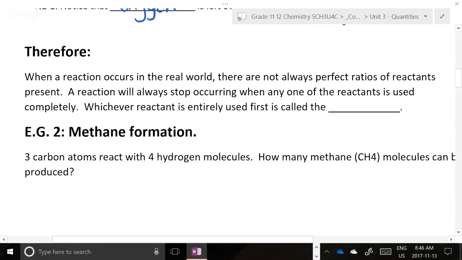In other words, when we run out of one thing, production stops. And that thing we run out of, we call the limiting reagent. And this is a case where we introduce a British word, reagent. What do we normally call the things on the left side of a reaction? Reactants. Okay. Another acceptable term for that, and the term the British use, is reagent.